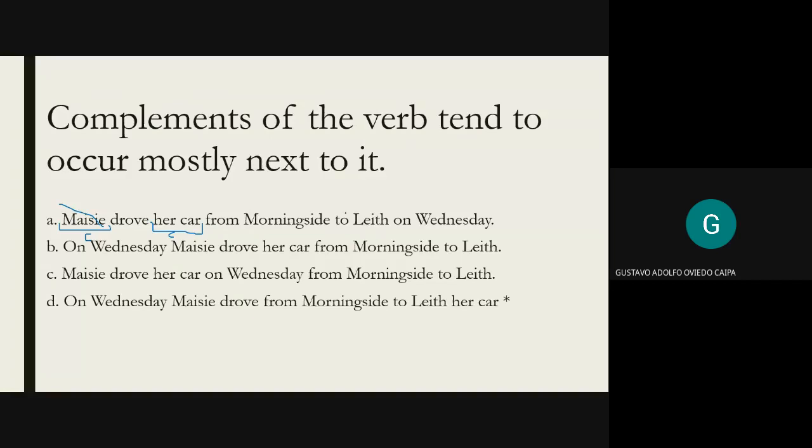drove her car from Morningside to Lee on Wednesday. And remember, we are not taking into account contextual information. This is not an answer to a question. This is a statement as we see it, and as a statement, it would not make sense if I eliminate the subject. Again, if I eliminate the car in this case, I would also have an ungrammatical sentence. Maisie drove from Morningside to Lee on Wednesday. In this case, the car is an obligatory element because it is something that the verb demands.